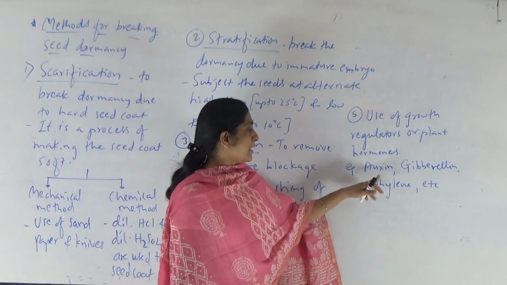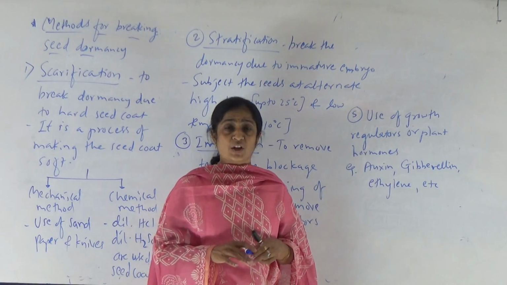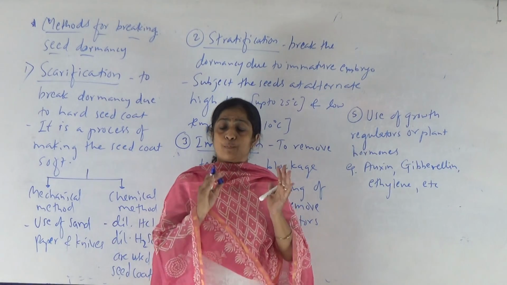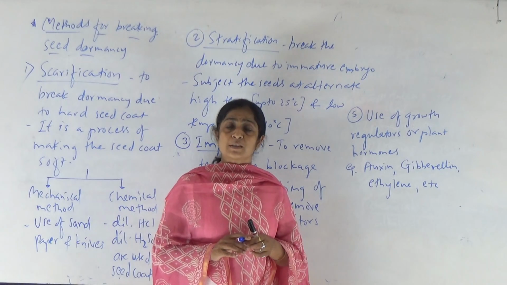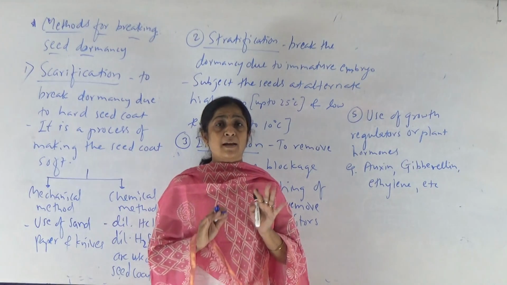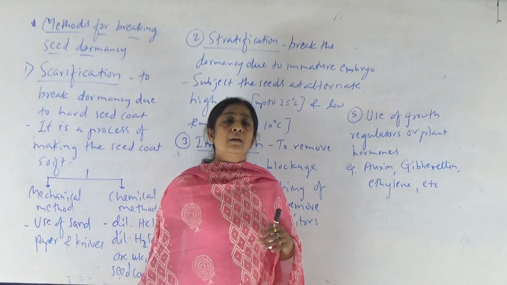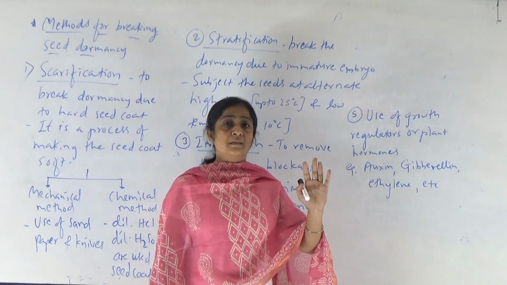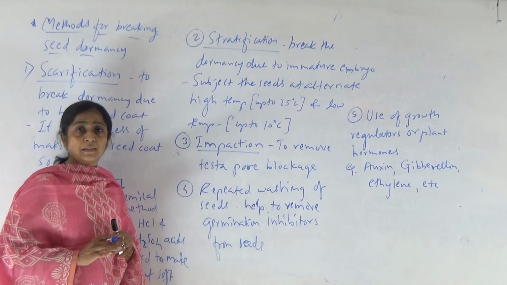Ethylene is a gaseous hormone, but auxin and gibberellin are hormones which can be obtained in liquid form. So make a dilute solution of these hormones and soak the seed in the solution for some time, then allow them to dry in shade or under natural condition, and then when you sow, the seeds are able to germinate. So these are methods for breaking seed dormancy.